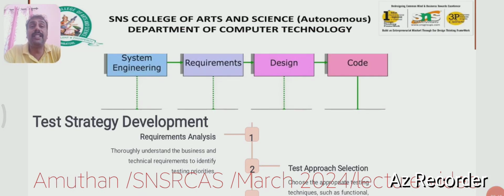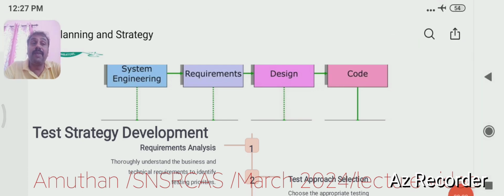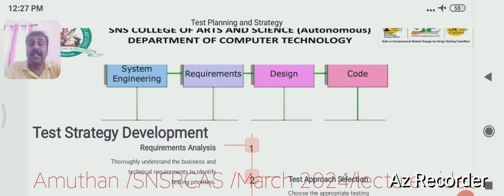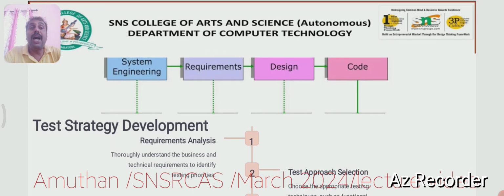The next one is test strategy development. In software engineering, there are 5 phases. One is requirement analysis. Next one is the designing part and coding part. The designing part takes the skeleton of the project development. The first one is requirement analysis: truly understand the business and technical requirements to identify the testing priorities.